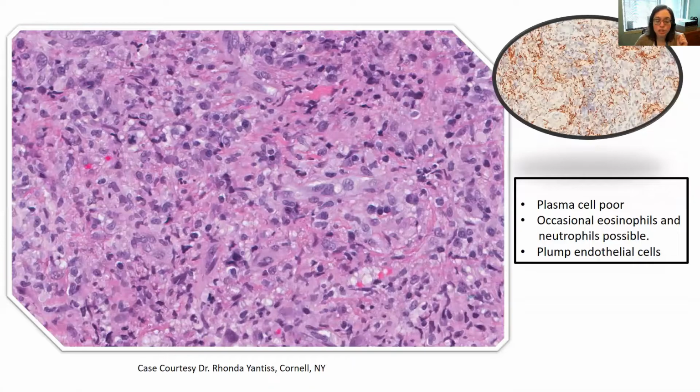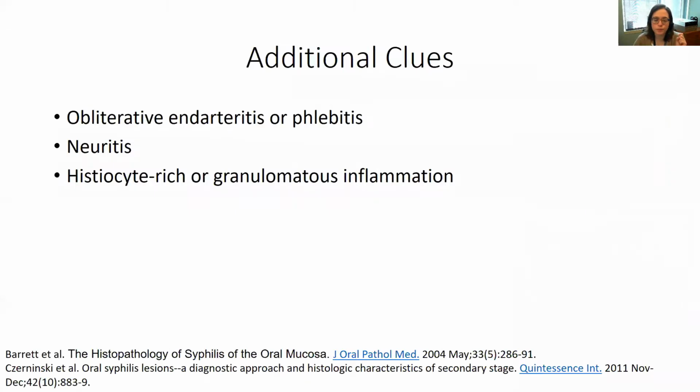And this case is from a lesion in the tongue provided by my colleague, Dr. Yantis at Cornell. Now, besides those, there are additional clues that you can look for, including obliterative endarteritis or phlebitis, neuritis, and a histiocyte-rich or sometimes granulomatous inflammation. But these are less commonly seen than the plasma cell-rich or histiocyte-rich lesion.